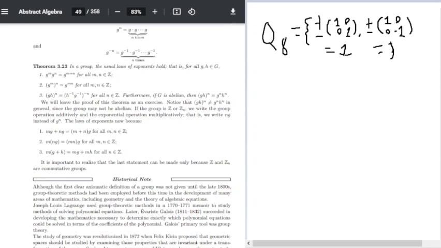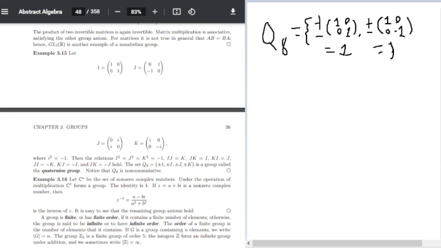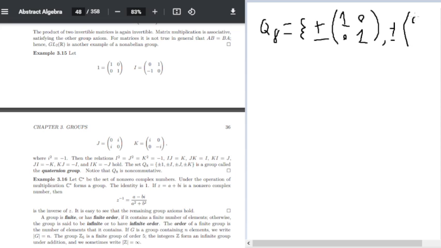Alright, GL2 subgroups. We have basic property. Yeah, here. So let's write this definition properly down. So Q8 is equal to plus or minus. The first matrix is going to be 1, 0, 0, 1. Our second matrix is going to be plus minus 0, 1, negative 1, 0.